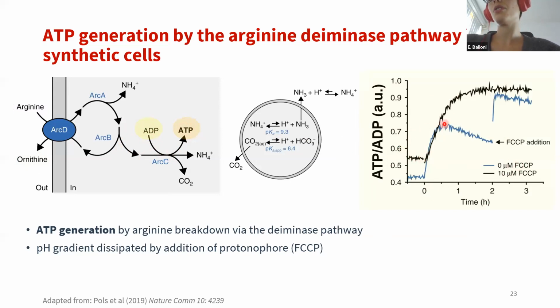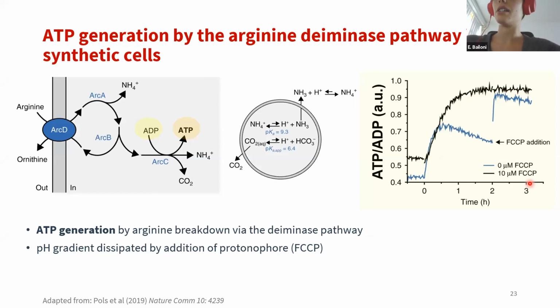And I want you to focus on the black line, which is a condition where pH was kept constant by addition of an ionophore. This was important for us because the sensor for ATP relative to ADP is pH sensitive. But what you can appreciate is that when arginine is added at time point 0, there is a buildup of ATP relative to ADP over time, and this signal is constant at least within 2 to 3 hours.